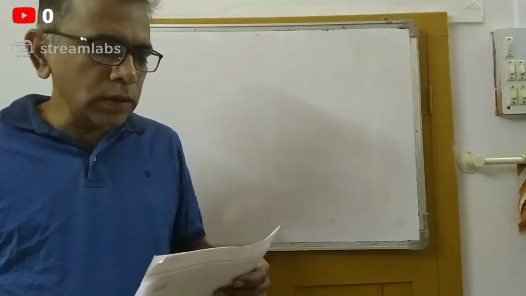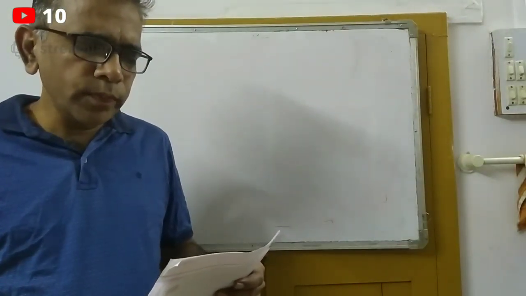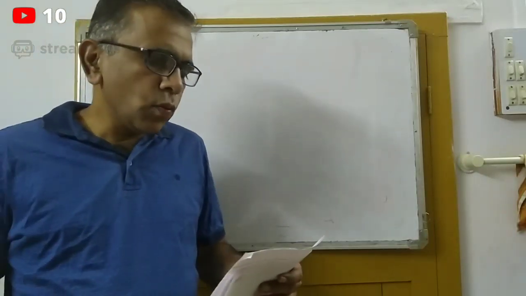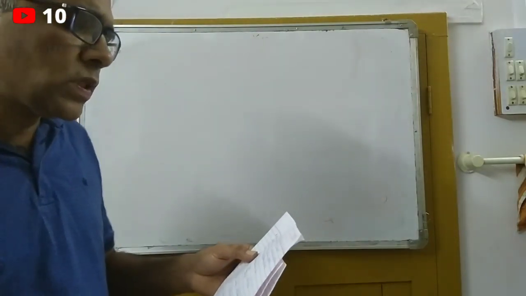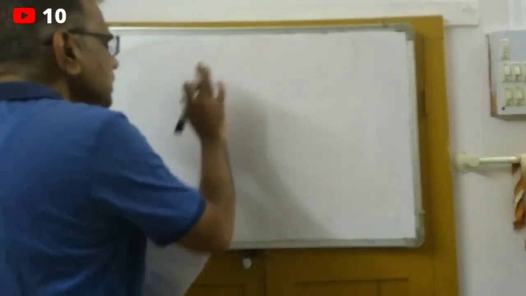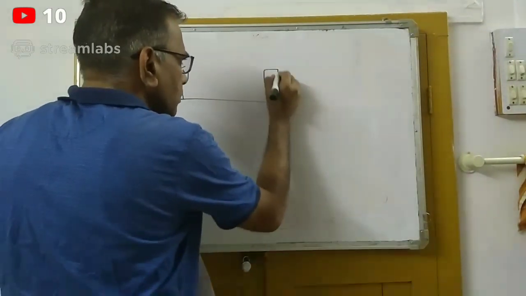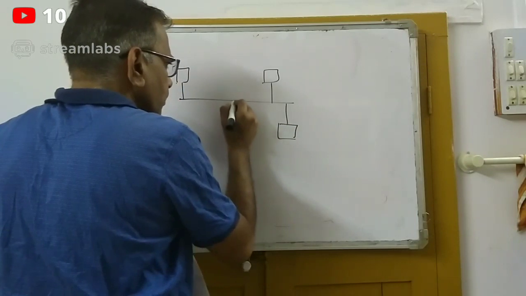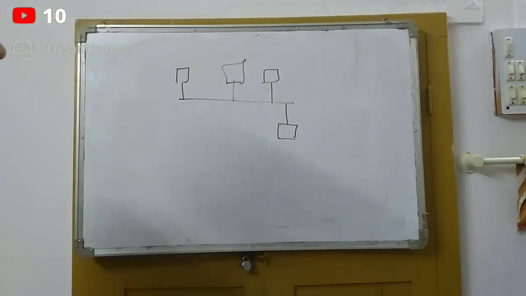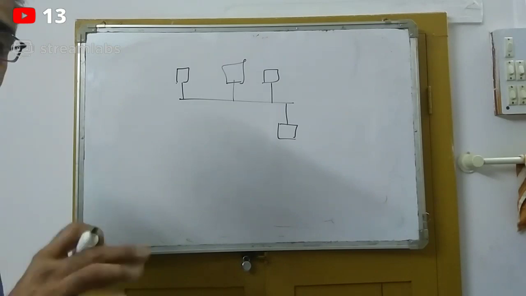A pure Aloha network transmits 200 bit frames on a channel of 200 kbps link. What is the throughput of the system that produces 1000 frames per second? The given data is about a pure Aloha system where we have stations like this, and all of them are working with the Aloha concept. Whenever they are ready, they will go to transmit. I'm talking about a pure Aloha, not a slotted Aloha.